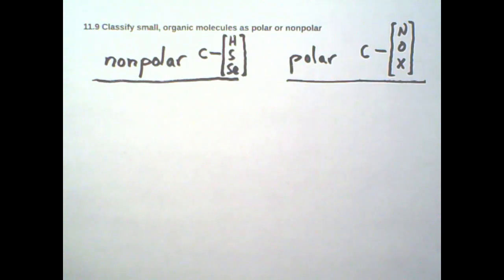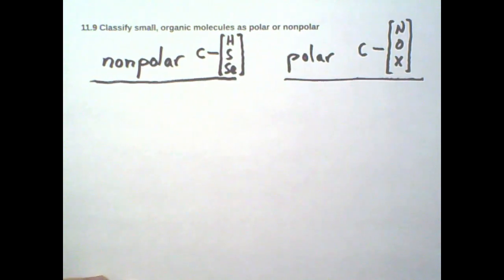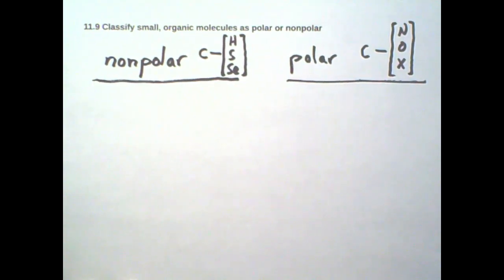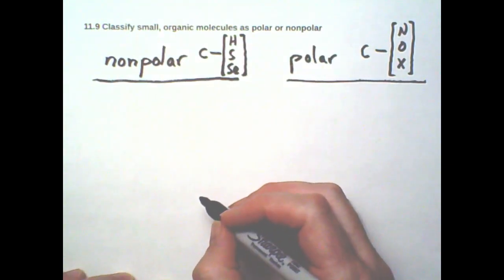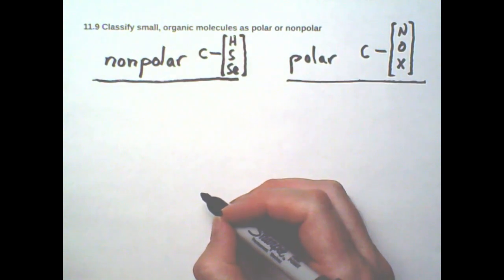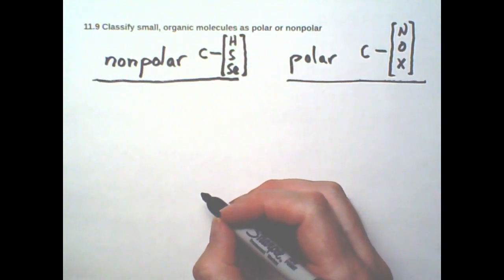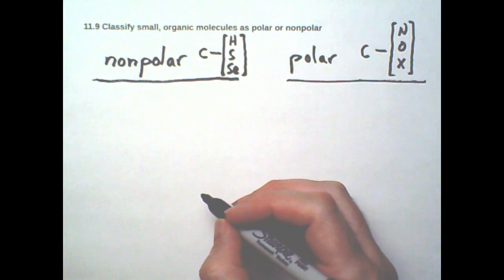Rather than doing some sample problems with this learning objective of classifying small organic molecules as polar or nonpolar, I'm going to walk through an activity where you just take any functional group and you say, okay, would this functional group make a molecule polar or nonpolar? So you can do that now. You can pull out your quick reference sheet with its list of functional groups and just classify them. Would this be polar or nonpolar?